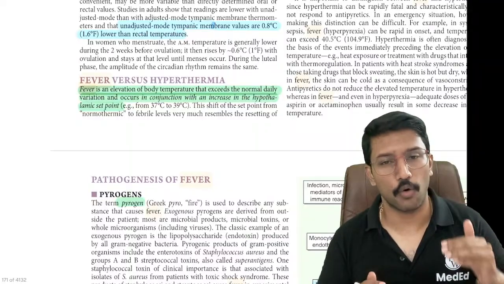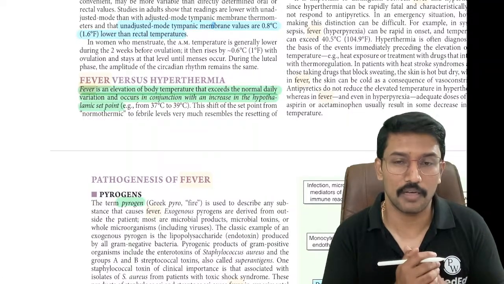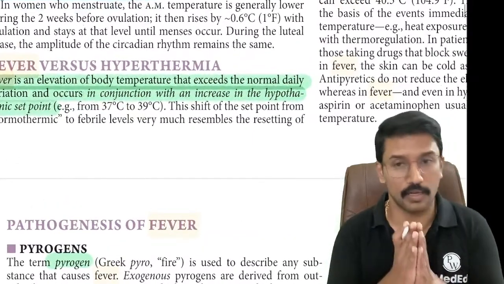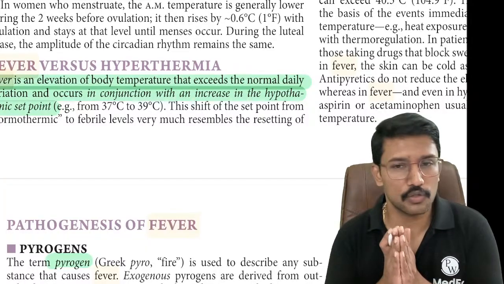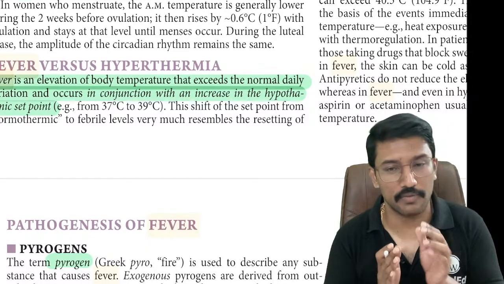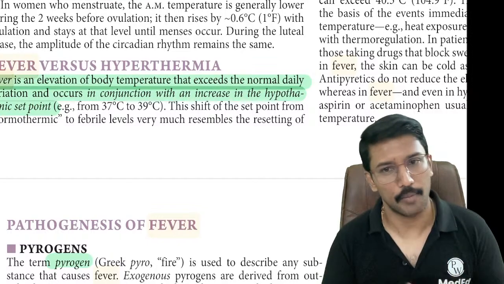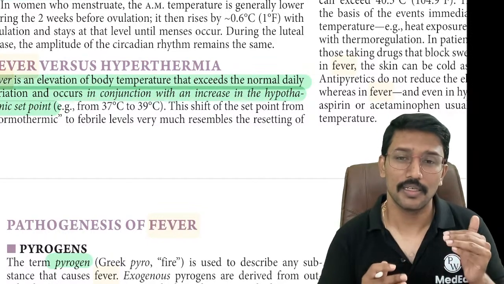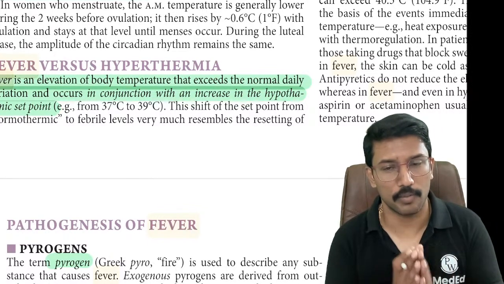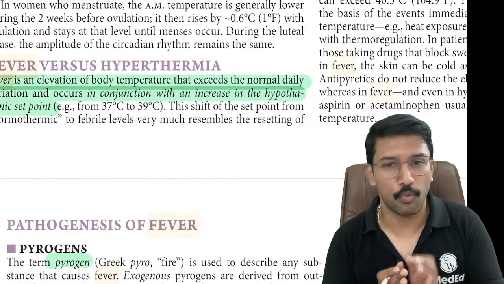Fever is a condition where body temperature is more than 99.9 degree Fahrenheit with the reset thermostat. Hyperthermia refers to body temperature more than 40.5 degrees Celsius with the normal thermostat. Reset has not happened. Hyperpyrexia is just a severe form of fever where the body temperature is more than 106.7 degree Fahrenheit.